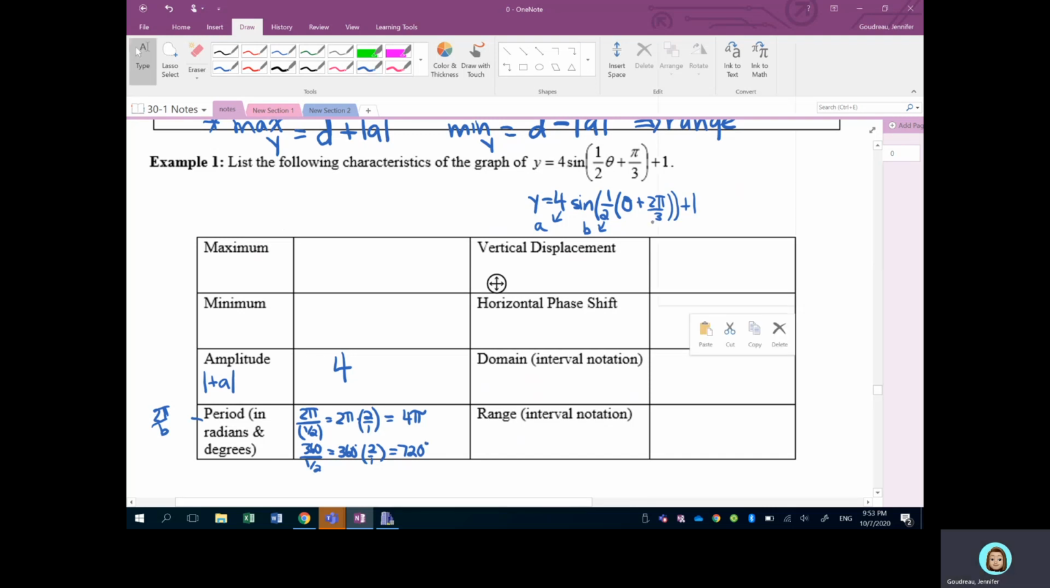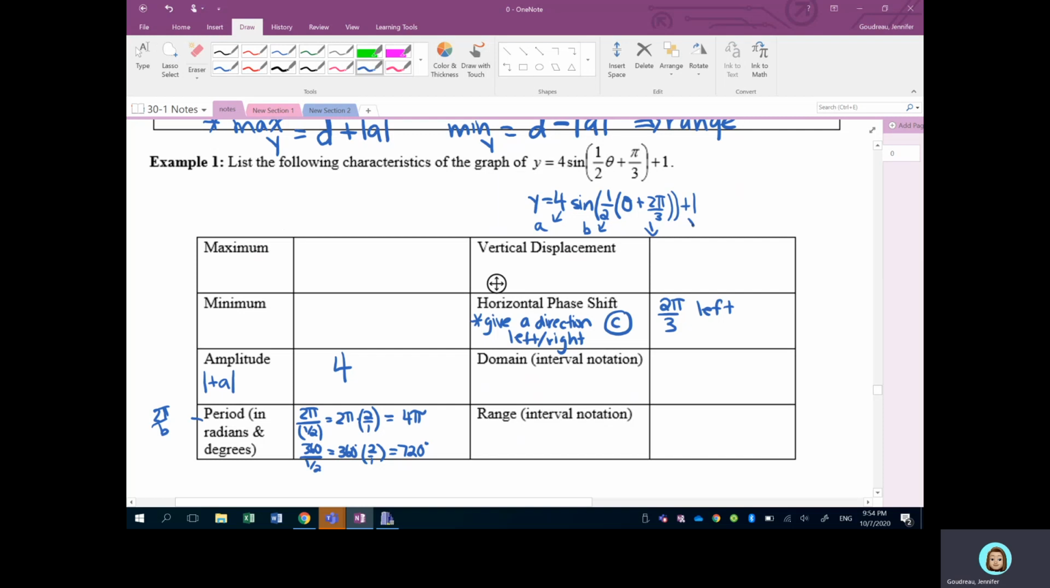Next, we can see our C value is 2 pi over 3. So for the horizontal phase shift, we're going to put in the 2 pi over 3, but we must give a direction because it's plus 2 pi over 3. It's 2 pi over 3 to the left. So for the horizontal phase shift, please don't just say 2 pi over 3 or positive 2 pi over 3 or negative 2 pi over 3. Give a direction. So you need to specifically state, is it to the left or is it to the right? And again, what we're looking at there is the C value.